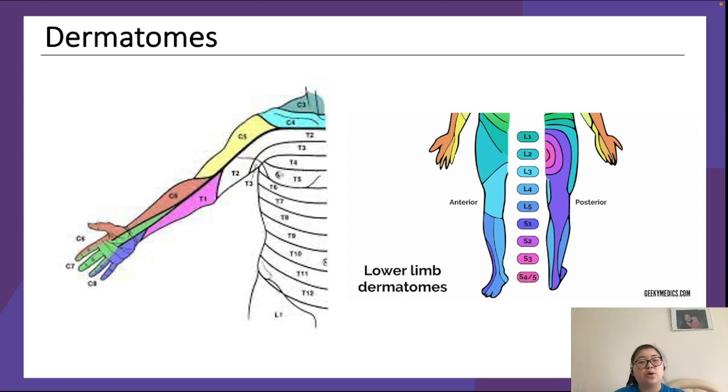L5 is your big toe and lateral lower leg. And then S1 is your pinky, not your pinky toe, your small toe. Yeah, your small toe. And then from there, S2 is like the back of your leg, most of the back of your leg anyway. And then you don't really go anywhere from there. That's the majority of what you have to know.